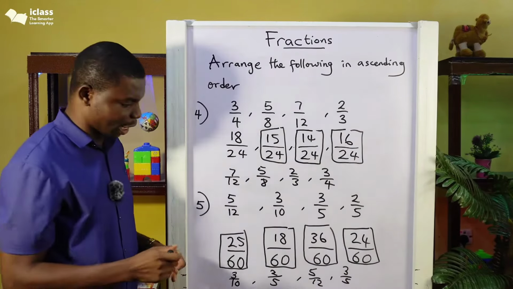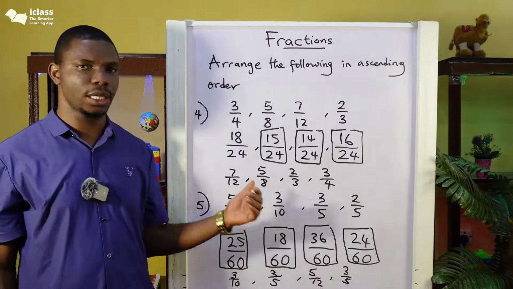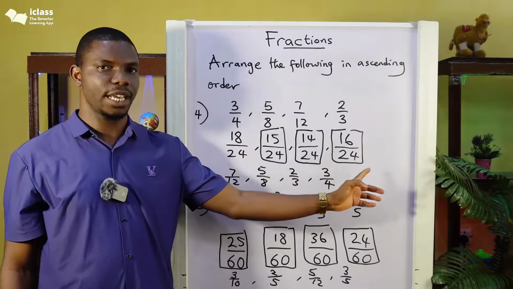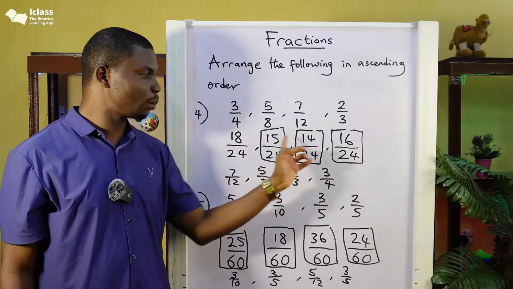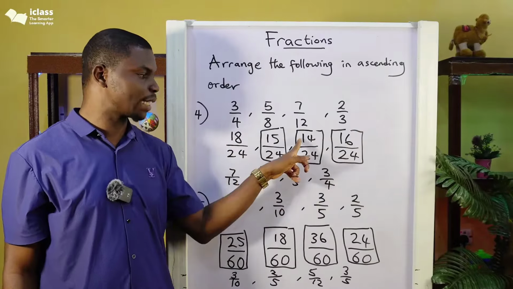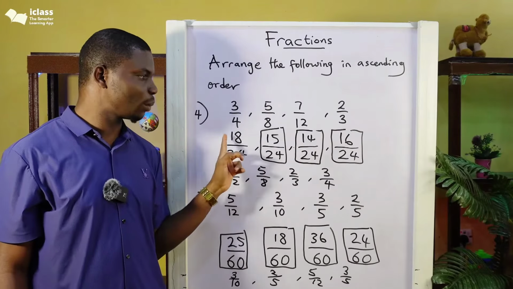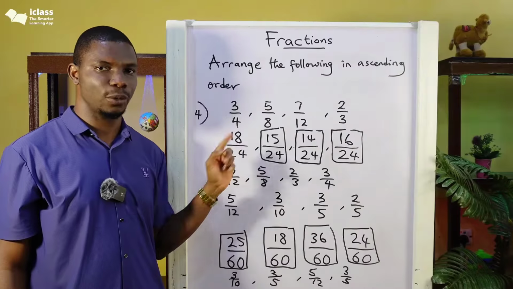So you can see how we arrange fractions by first of all looking for the LCM of the denominators, and then we get the numerator, and whichever one has the smallest numerator is the smallest of them all. Whereas the one with the biggest numerator is the biggest of them all.